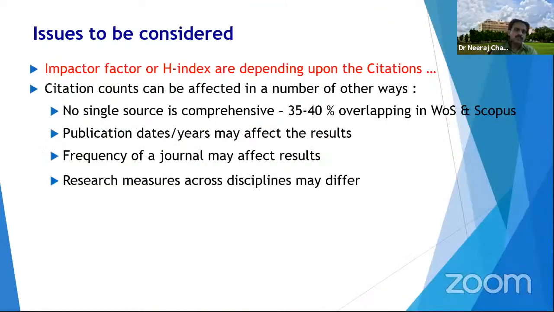Now we should know what the issues are in either the H-index or citations or some other metrics, because we are moving towards the altmetric tools. So we should know what issues exist when we talk about the H-index or CiteScore or any other metrics. Impact factor and H-index depend completely on the citations. If you are getting a good number of citations, it will increase. If you are not getting citations, it will decrease. So citation count can be affected in a number of ways, because there is no single comprehensive source.